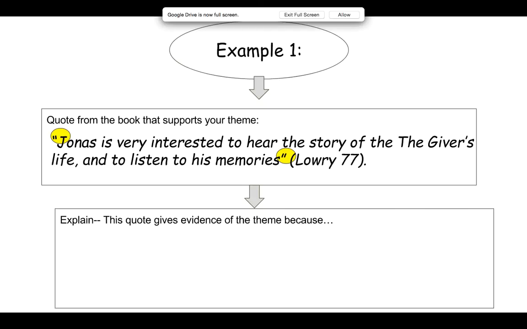I'm going to double check with my theme to make sure this is a good quote. When I look at this, I can see that Jonas is interested. That must mean he's learning. And he's interested in learning about the memories, which is important to the story and important about life. That is a clue. It's a good quote to use.